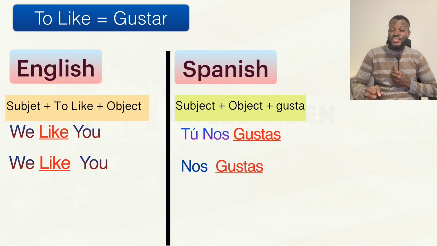Nos gustas. Now, it's time to just flip it around. Subject is going to be object, and object is going to be subject. Do the same thing. Okay? We're going to have now, you like us.